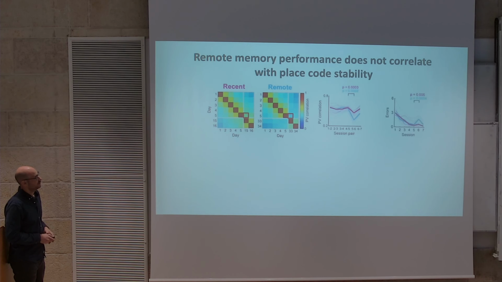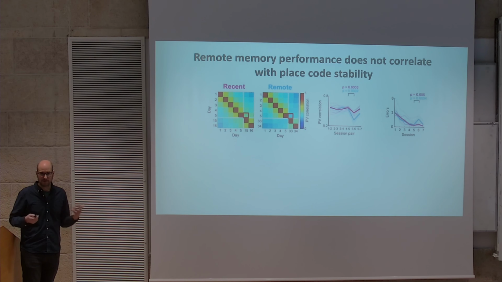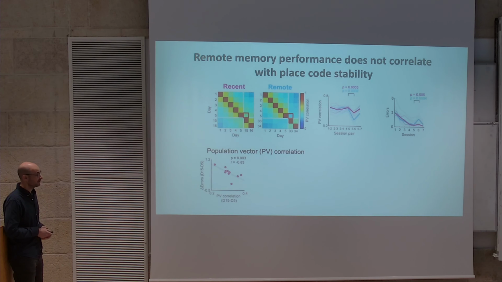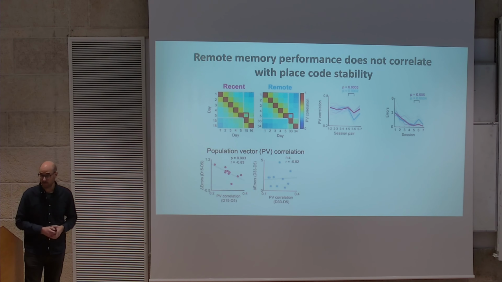Here I'm showing you the behavioral results again, and I hope you can see there's quite a bit of variance in behavioral performance. There's also quite a bit of variance in the similarity of the code across time, and of course we wanted to see whether mice with a more stable representation would have a more stable memory. This is indeed what we see for the recent recall group. Here we correlate the population vector correlation between the recall day and the last day of learning with the change in the number of errors between the two days. We don't see such a correlation in the data from the remote recall group.